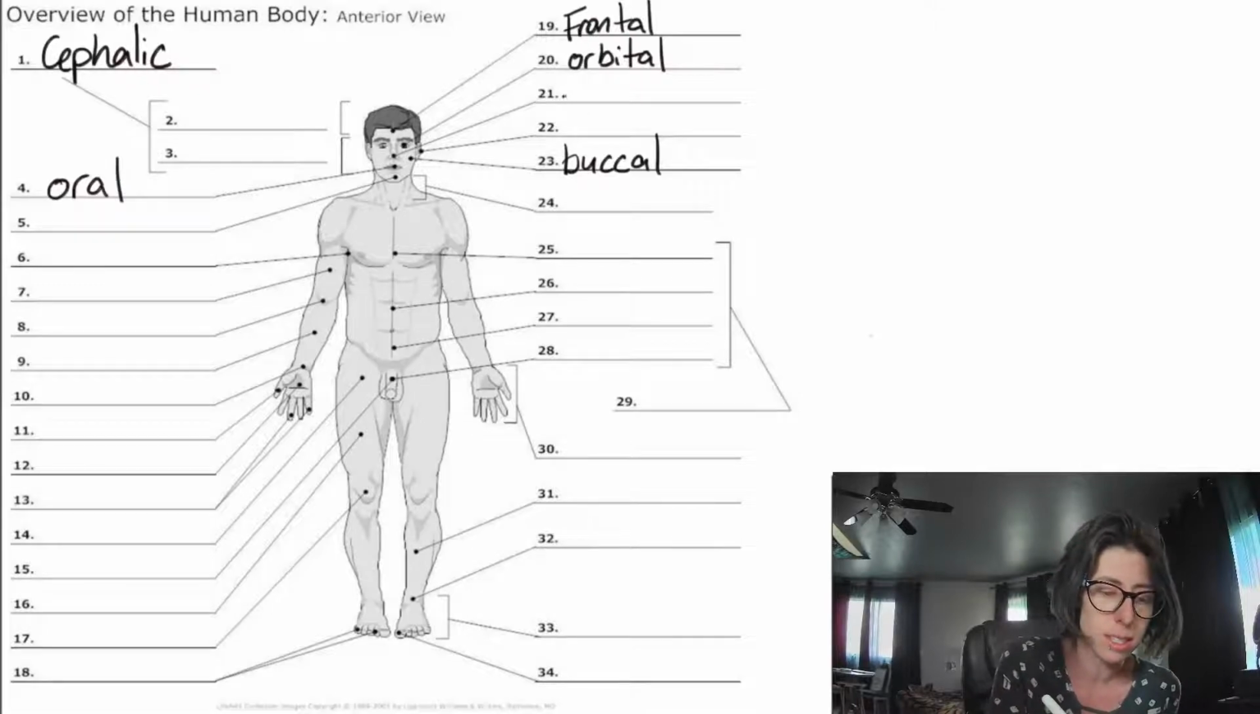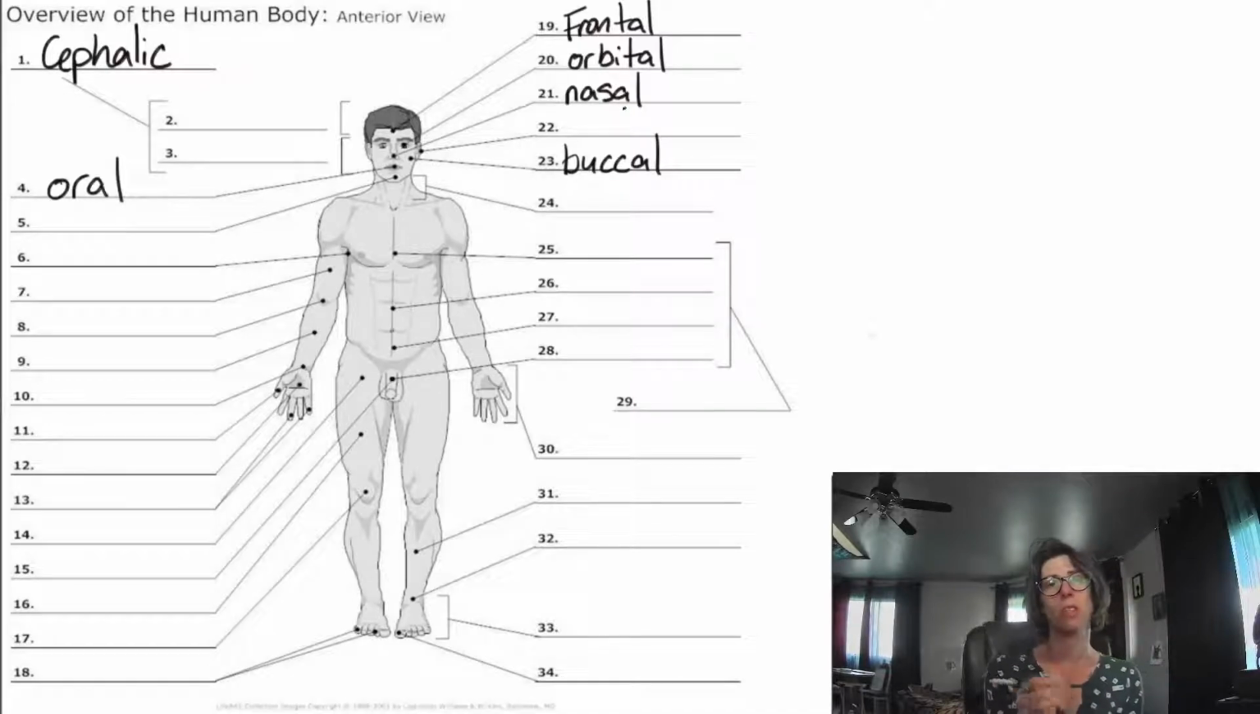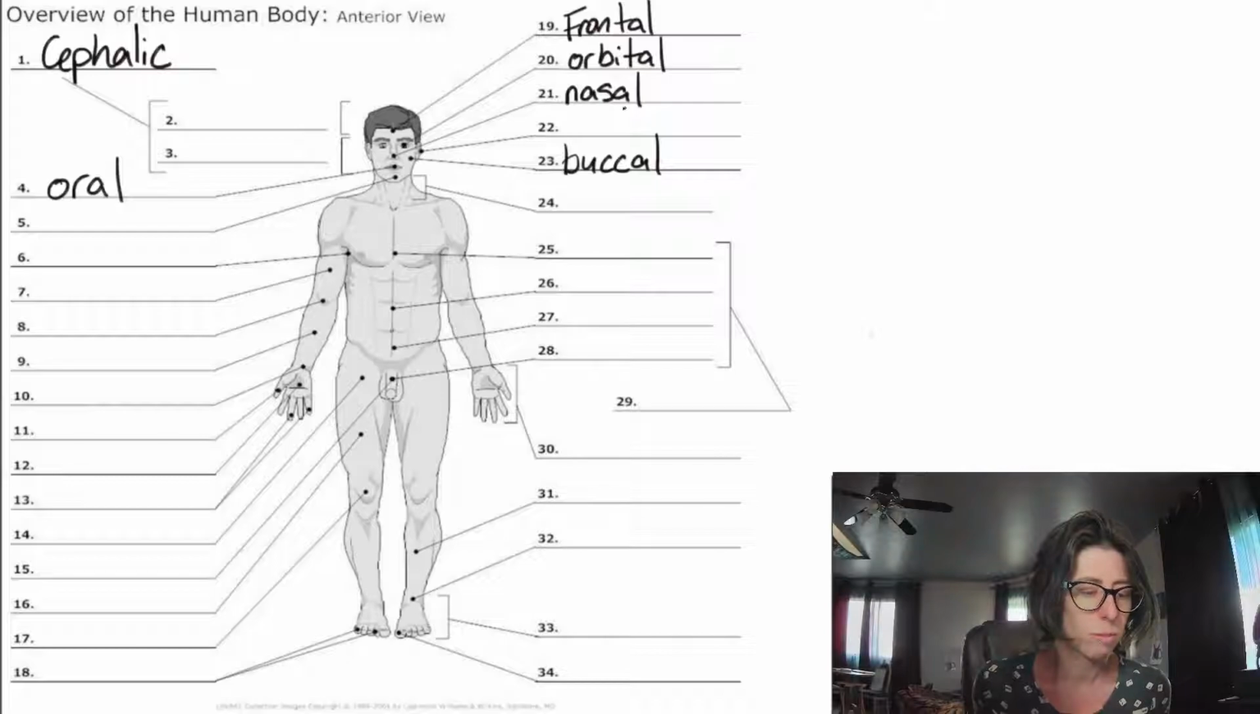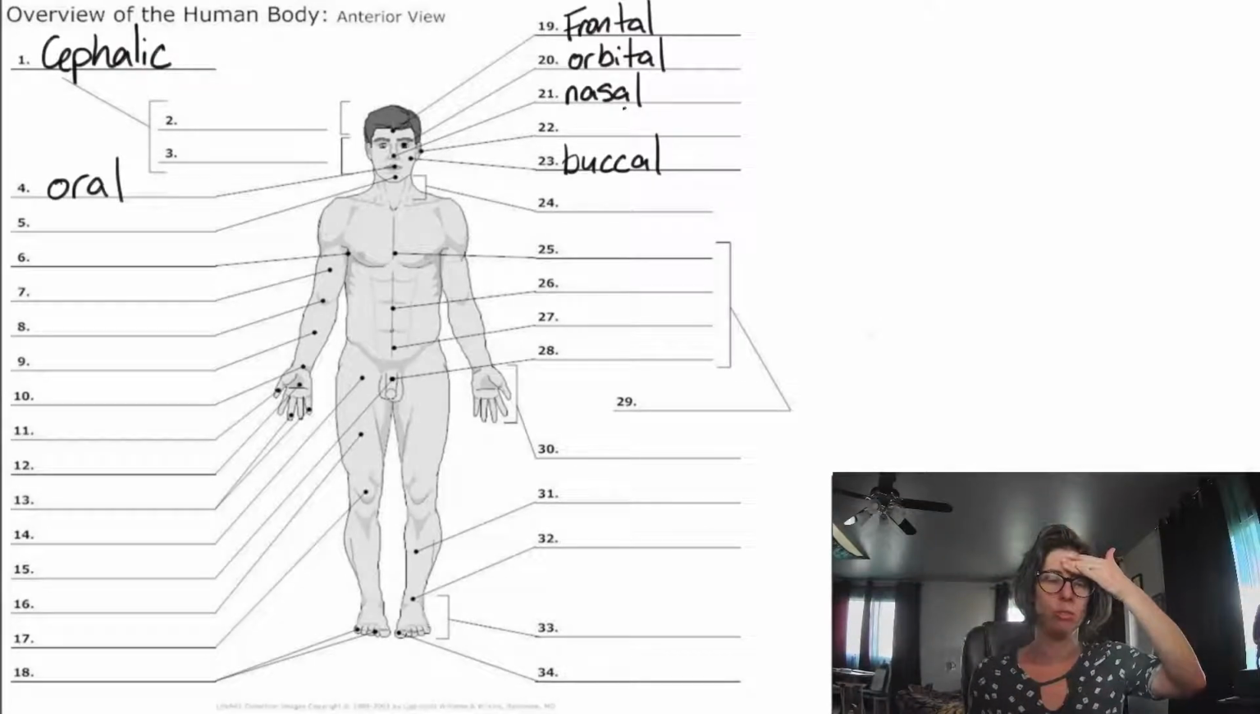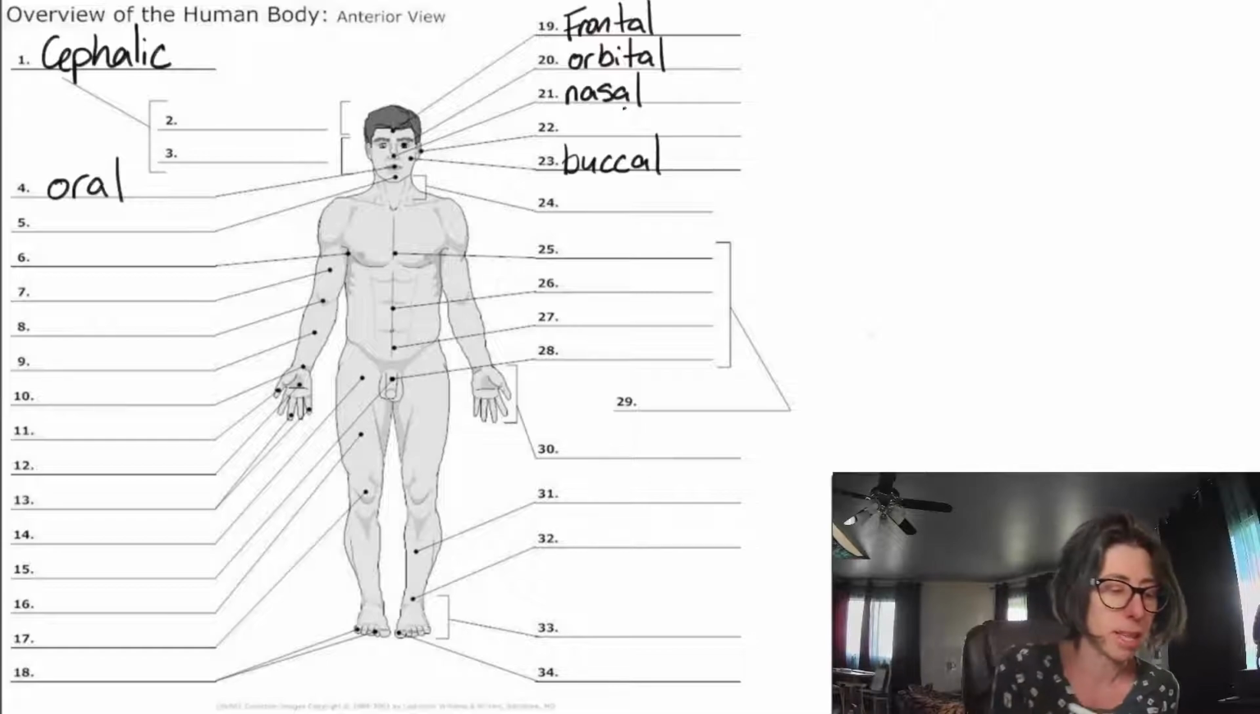Nasal. Nasal region is your nose. That's also intuitive, right? Because we talk about that in everyday speech. So cephalic is your whole head, and then we can break that down into frontal, orbital, nasal, buccal, oral.